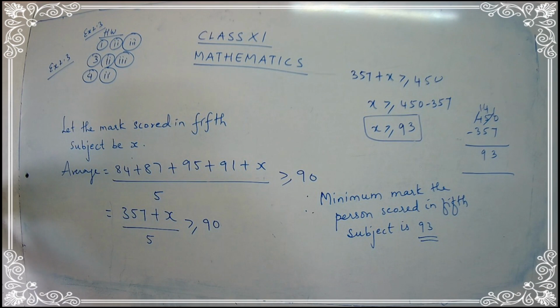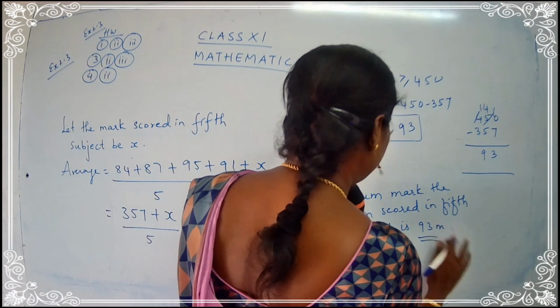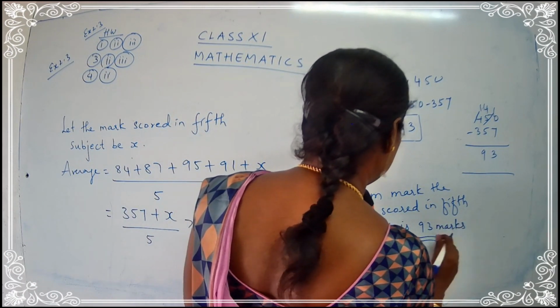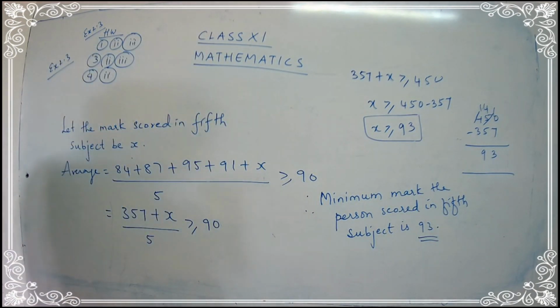Therefore, the minimum mark the person scored is okay, the statement is okay, children. Therefore, the minimum mark the person scored in 5th subject is 93. Okay, done. We have completed it. I hope you are clear with the answers, children.